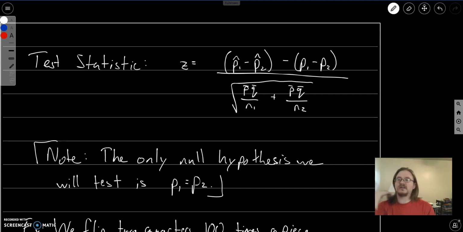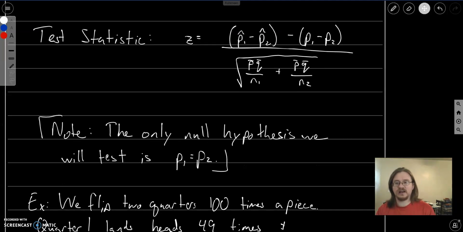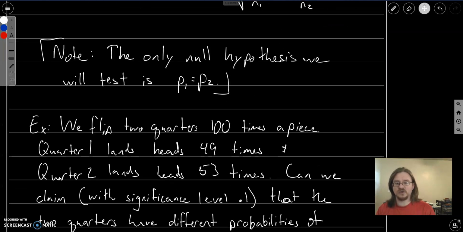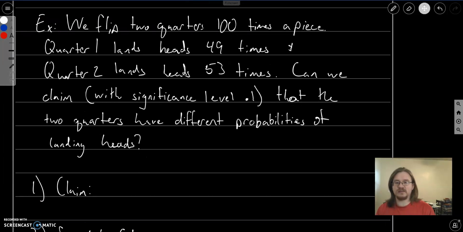And I think that this is all very similar to the material in Chapter 8, where we're looking at testing single populations. So what I'm going to do is dive into an example, and we'll go through it in exactly the same way that we were doing this before in Chapter 8, and I'll just mention where this will be different. So let's say that we have two quarters, and we want to see whether or not they land heads at about the same rate.